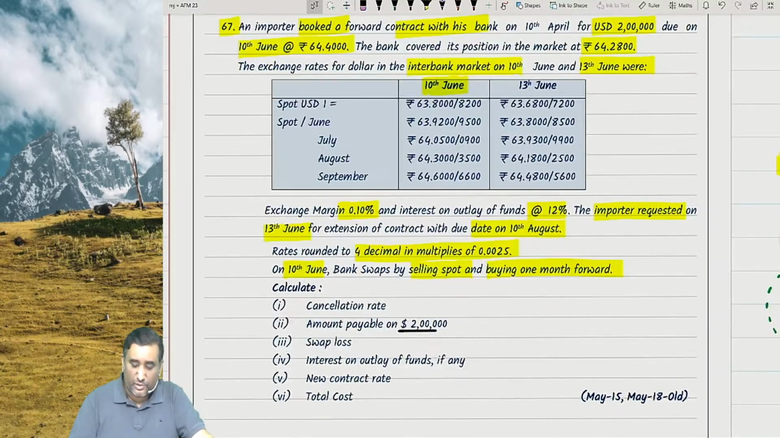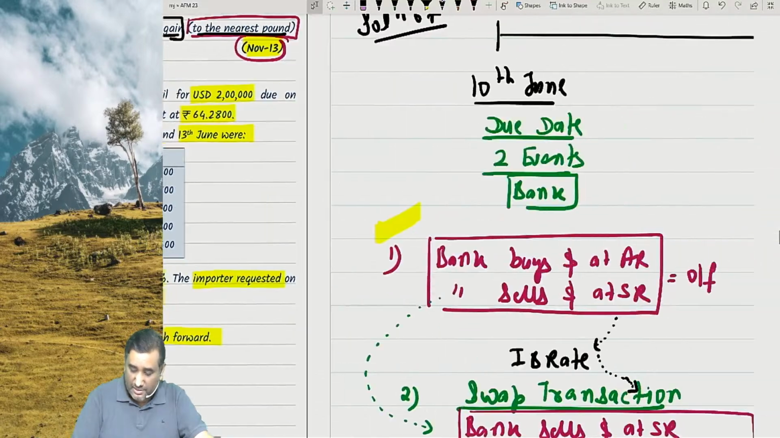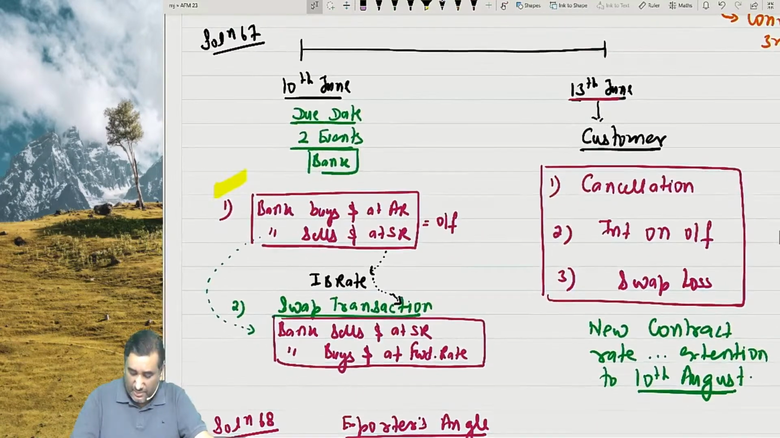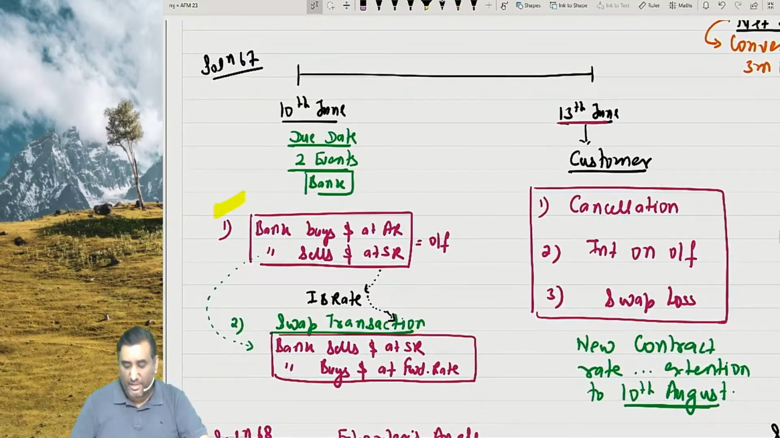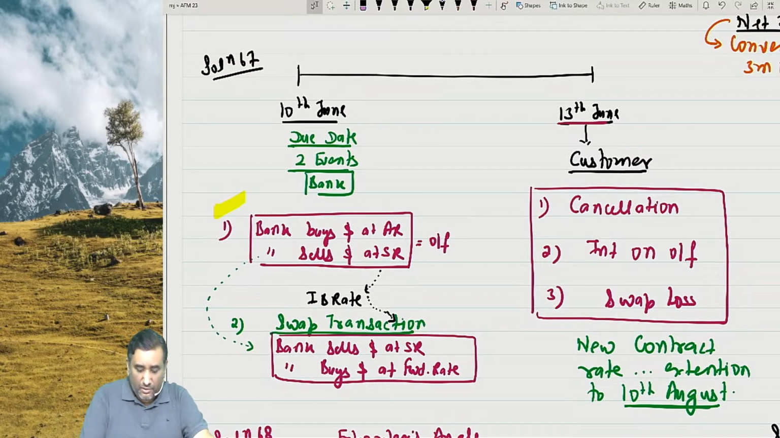Then calculate these points. Now this is a cancellation question which comes out. First of all, when the question was framed, you know what would have happened. Let me see my diagram first. What will take place? The transaction. If I draw it perfectly fine, nicely, the presentation on 10th June.